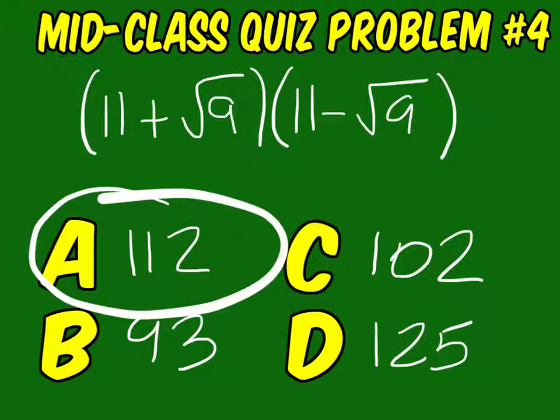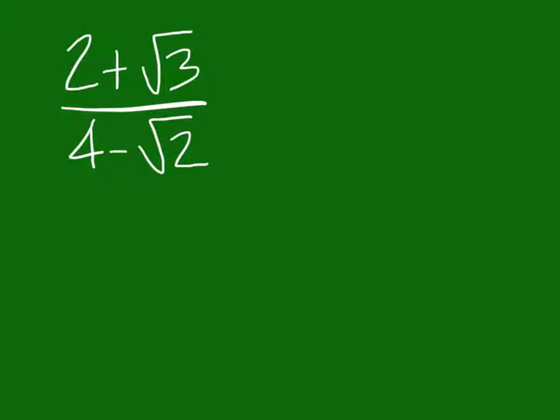Answer is A. Example number 3. In this case, you still have to do the same as the last example problem, except there's going to be another step with the top. So on the bottom there, we have 4 minus the square root of 2. So we multiply the top and the bottom by 4 plus the square root of 2.